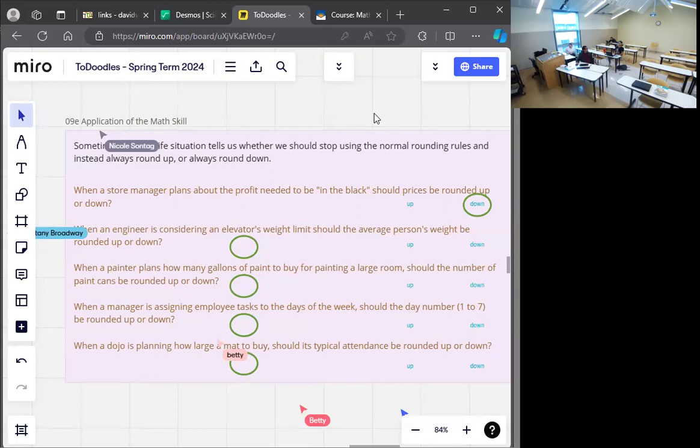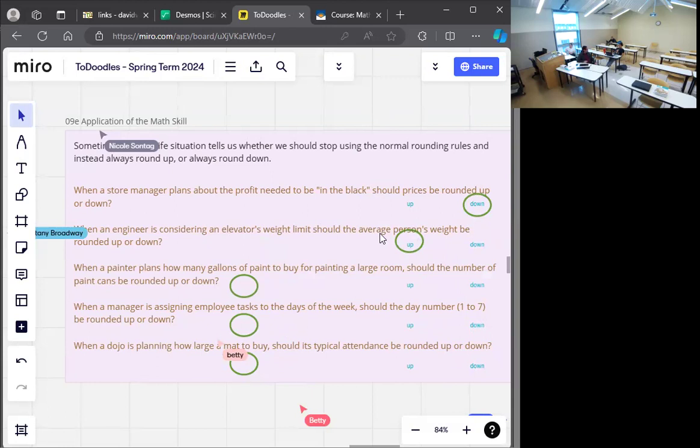And maybe I'll just leave off all the decimal costs and round everything down to the nearest dollar. That way I have to work a little harder to make sure I'm not going bankrupt. How about an elevator's weight limit? Yeah, that one we should round up. Why? Just in case the hydraulics can't take it.